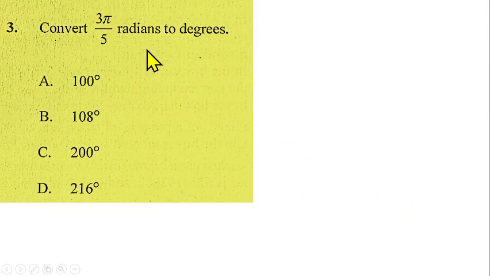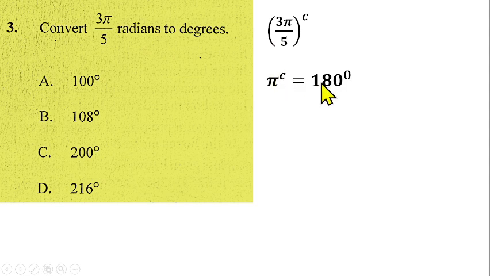Question number 3 is from radians. We have to convert this angle in radians to degrees. So still on trigonometric ratio, the conversion of angles from degrees to radians and radians to degrees. We have 3 pi over 5 radians to convert to degrees. The first thing to remind ourselves of is the conversion rate between degrees and radians. So we know that pi radians is 180 degrees. That's the conversion rate.